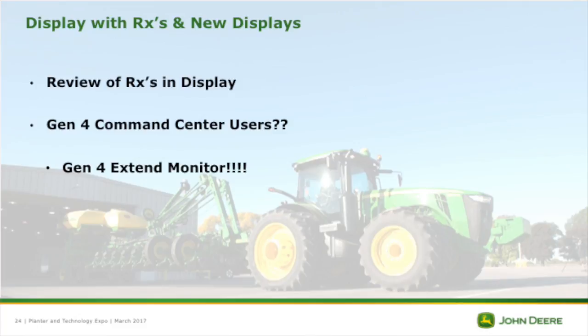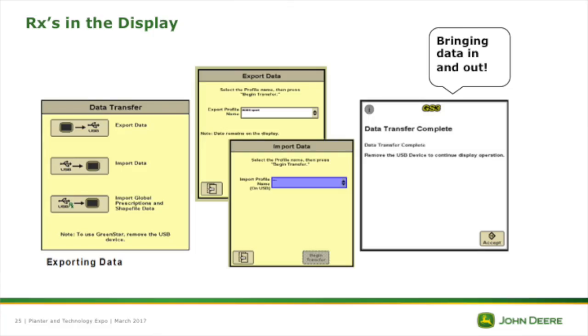Moving along, the review of RX is in the display, and then I'll talk a little bit about the Gen 4 Command Center and the new Gen 4 Extend Monitor. How many of you guys are actively importing prescriptions in the planner? Probably a lot of it. That's why I wanted to touch on this, is that you guys have all seen this before, right? When you have a prescription on that USB, that's going to light up, and then that prescription's good. You got one on there, bring it in. It should have that profile name. Data transfer is complete. That's the first step in it. Know that. Just wanted to throw that out there.